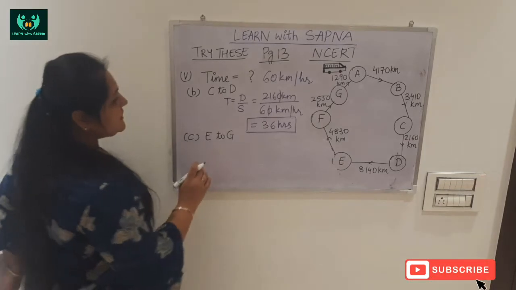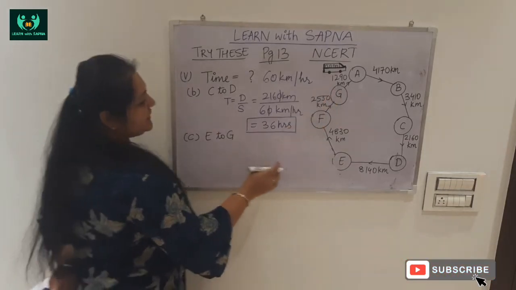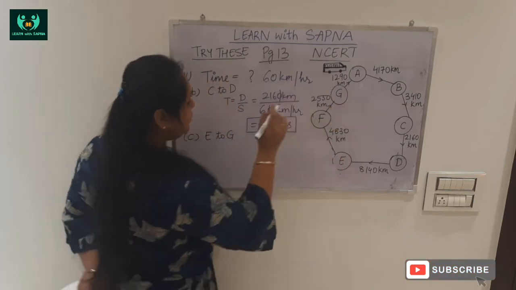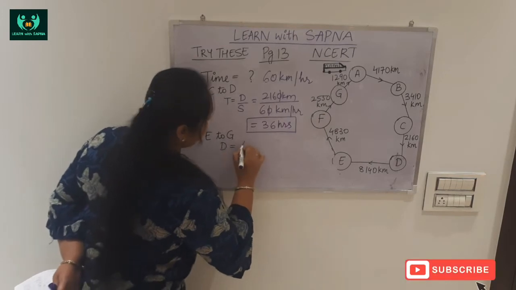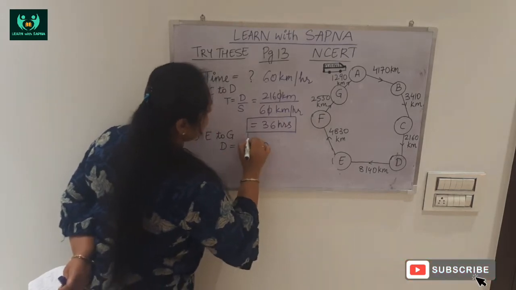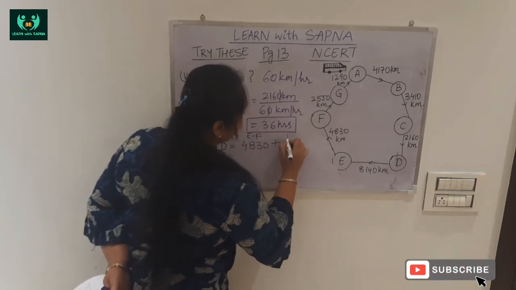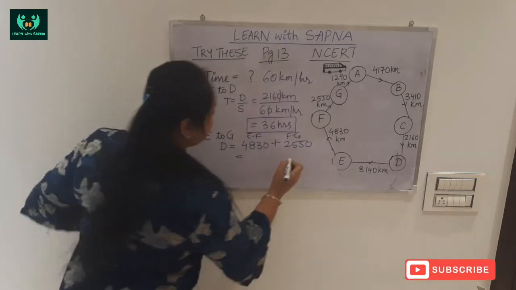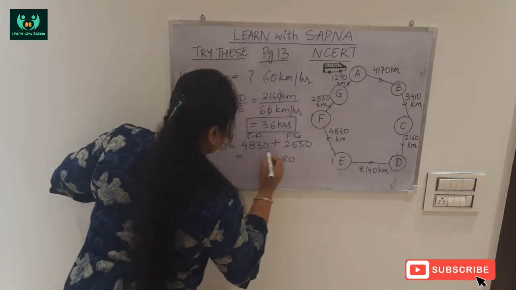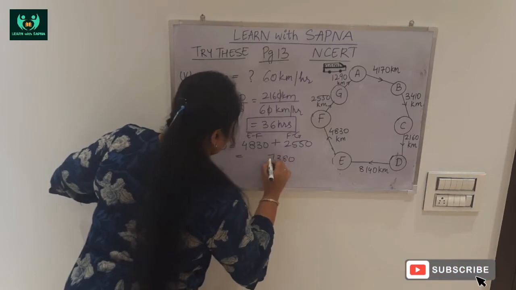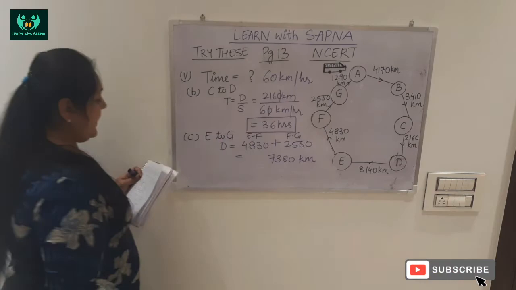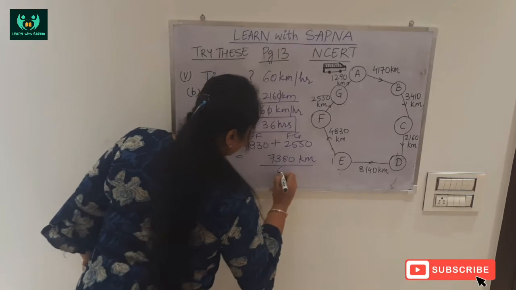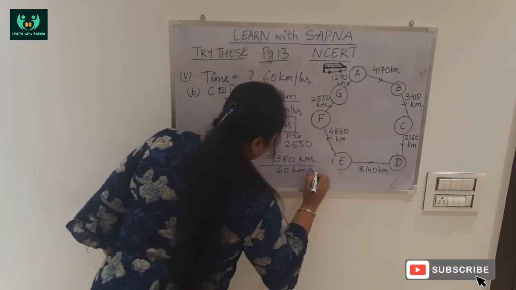Okay. Now let's come to the C part, E to G. Now E to G is no direct path. So what we have to calculate, the total distance is from E to F and F to G. So total distance becomes 4830, that is E to F, plus F to G, that is 2550, which means 7,380 kilometers. Now the time will be this distance divided by 60 kilometer per hour.